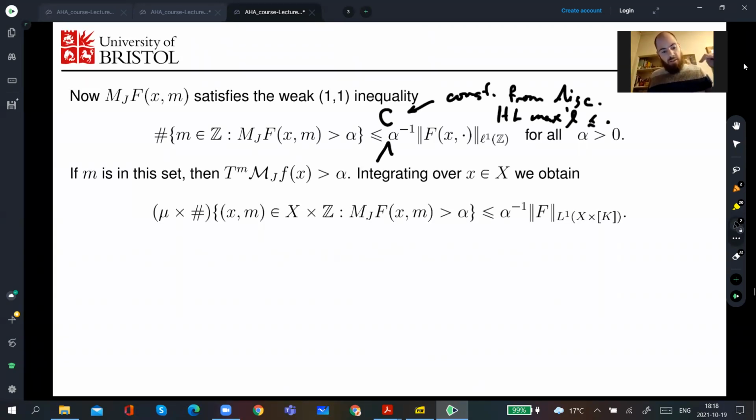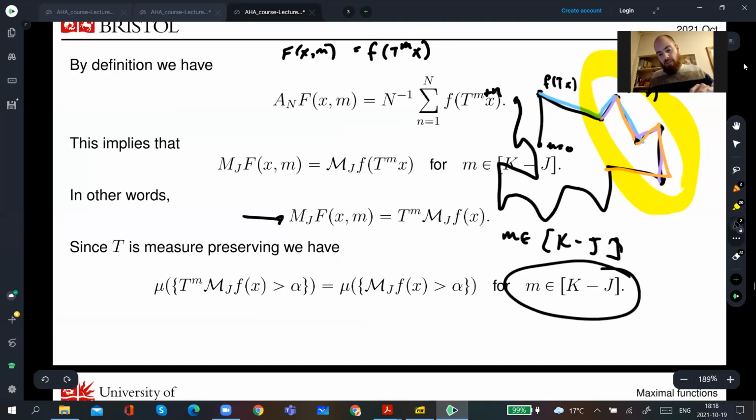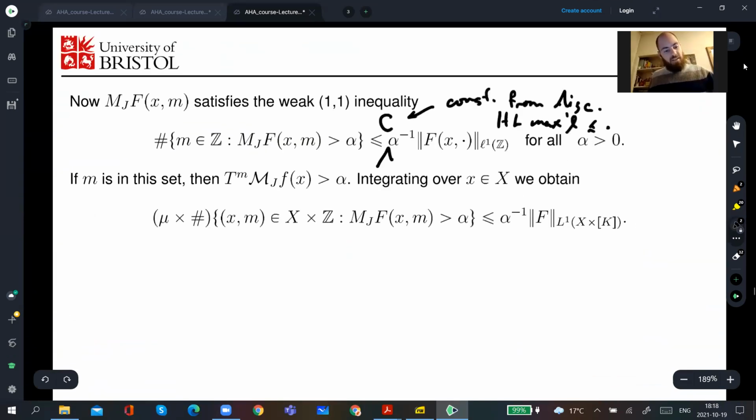So each point x that was defining my orbit, I know that we have this bound for the transfer maximal function. And so integrating over all the possible points, we end up getting this bound, where it's a hybrid bound on x cross Z. And there should be a constant of C here as well.